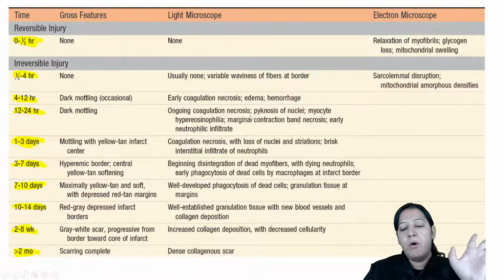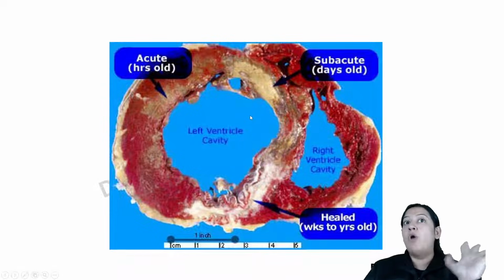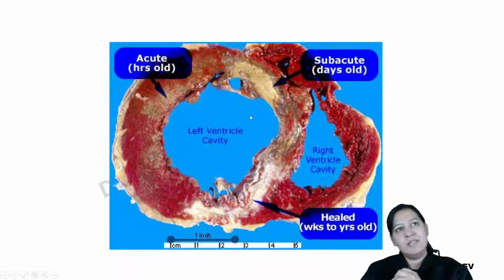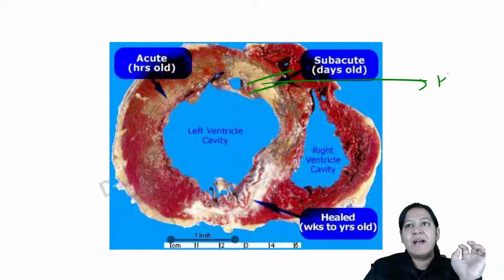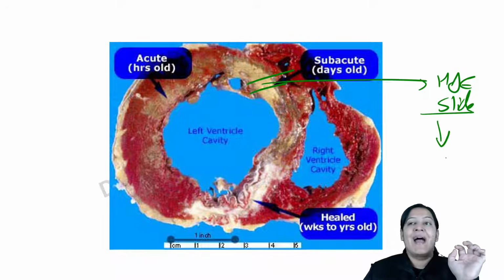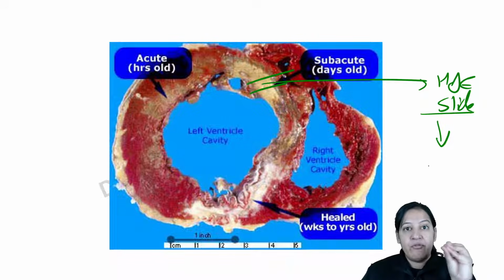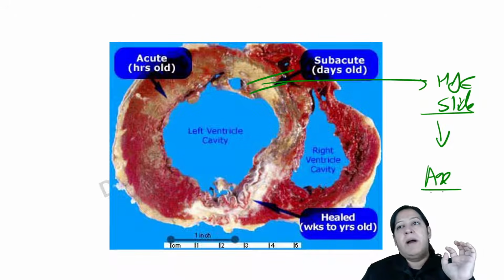So that is about the gross. Grossly, this is how you will find the dead area. So this is the dead area and I found it on the gross. What is the next step? I will cut this area and make an HNE slide out of it and see the slide. Based on the different morphological features, I will decide the age of the MI. So MI presence is decided grossly only.